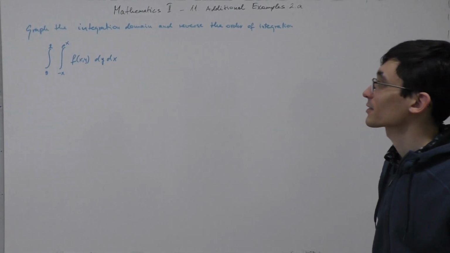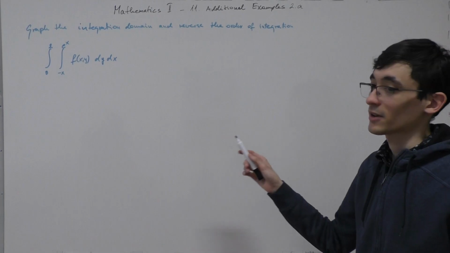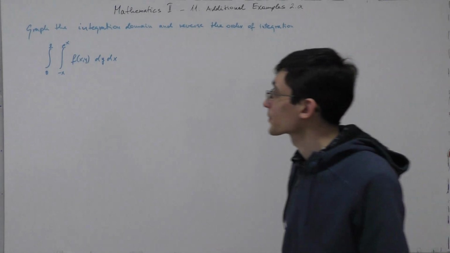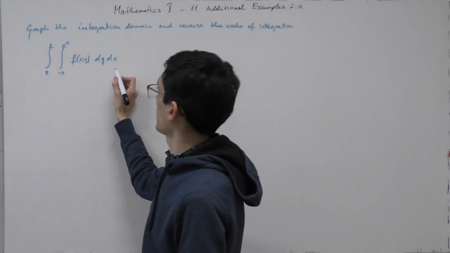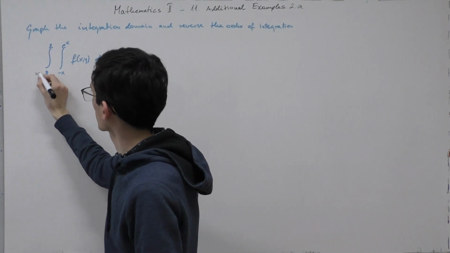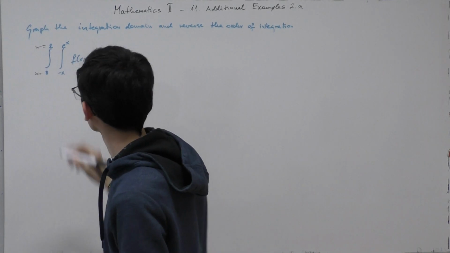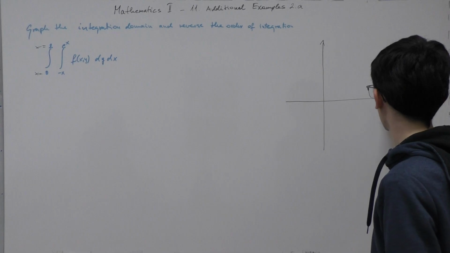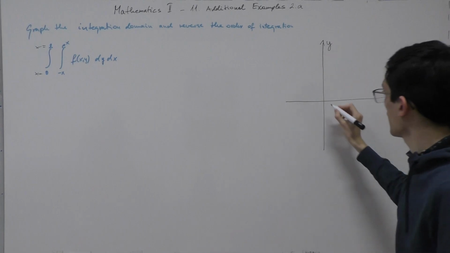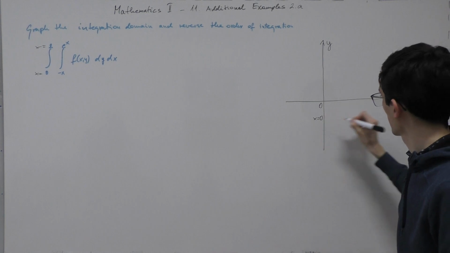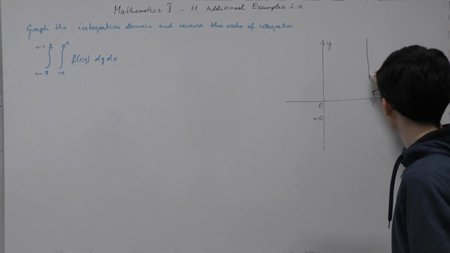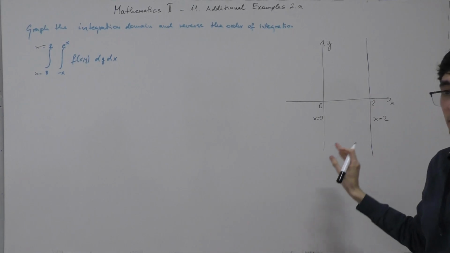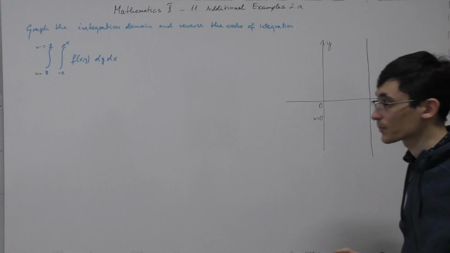So, in this next exercise, we must graph the integration domain and then reverse the order. First, we should mark that x is outside, so x goes from 0 to 2, which will mean that on our coordinate system, x goes from 0 to 2, and our domain of integration will be in this strip.